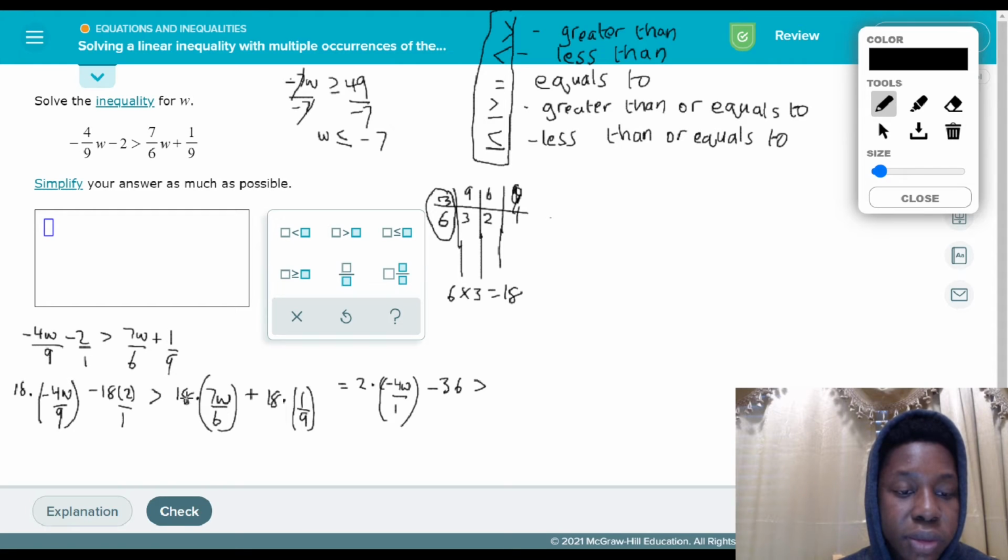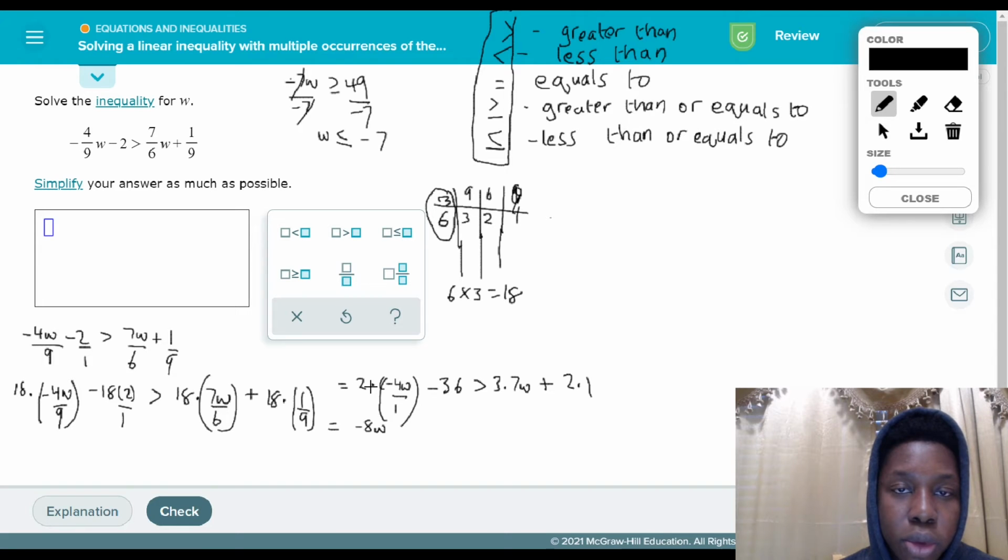That's a 3, right? So this is 3 times 7w, and then plus 9 divided by 18. That's a 2, right? So that's a 2 times 1. So we're left with 2 times minus 4w, that's minus 8w, right? Because this 2 has a plus in front of it, even though we don't see it. As long as you don't see any sign in front of the number, that number is automatically a plus. So a plus times a minus equals a minus, right? 2 times 4 equals 8, right?